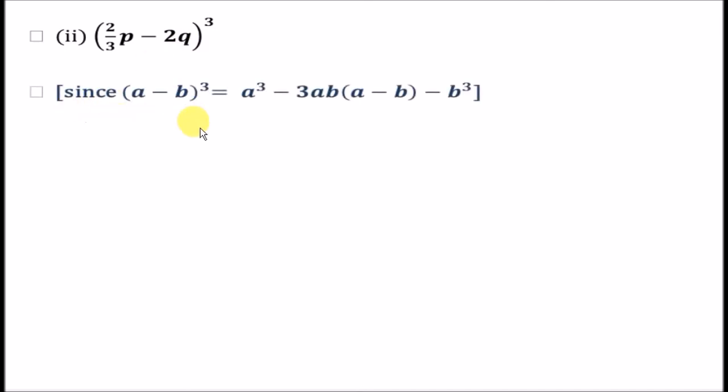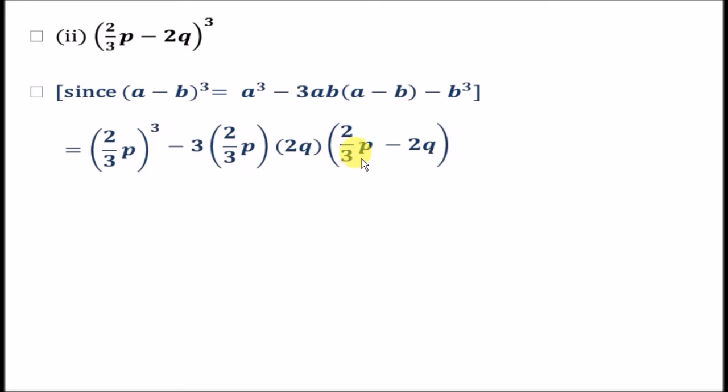Since (a − b)³ equals a³ − 3ab(a − b) − b³, now let's put the respective values in the identity. a³ can be expressed as (2/3 p)³ minus 3ab, that is minus 3 into 2/3 p into 2q, into (a − b), that is (2/3 p − 2q). Finally minus b³, so minus (2q)³.